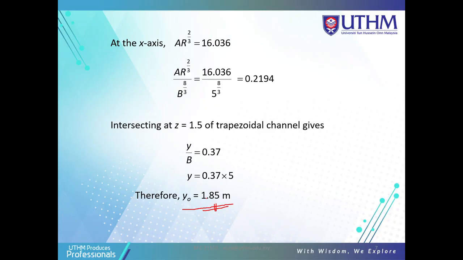So you can choose between these three methods: trial and error, the graphical method, and the design chart, so you can find y naught. Just remember, to get the normal depth y naught, there are only three methods: trial and error, graphical method, and design chart method. That's all to find the normal depth.